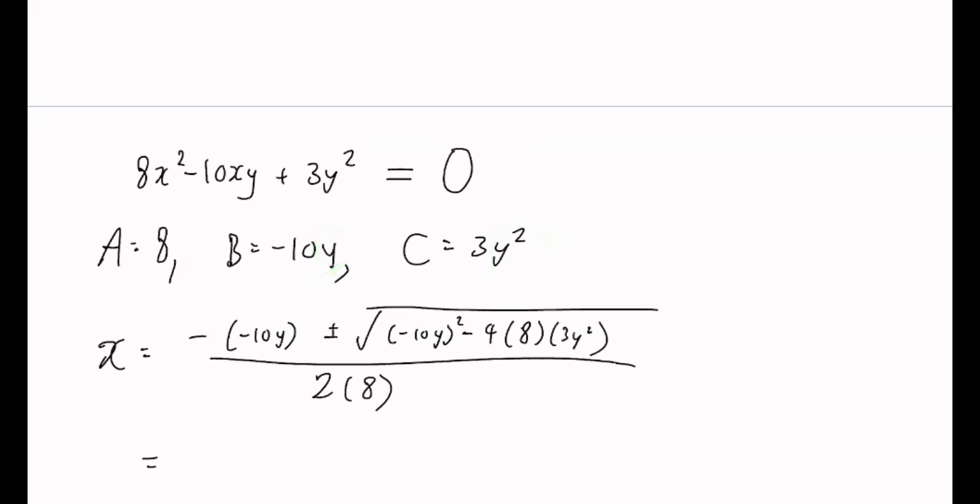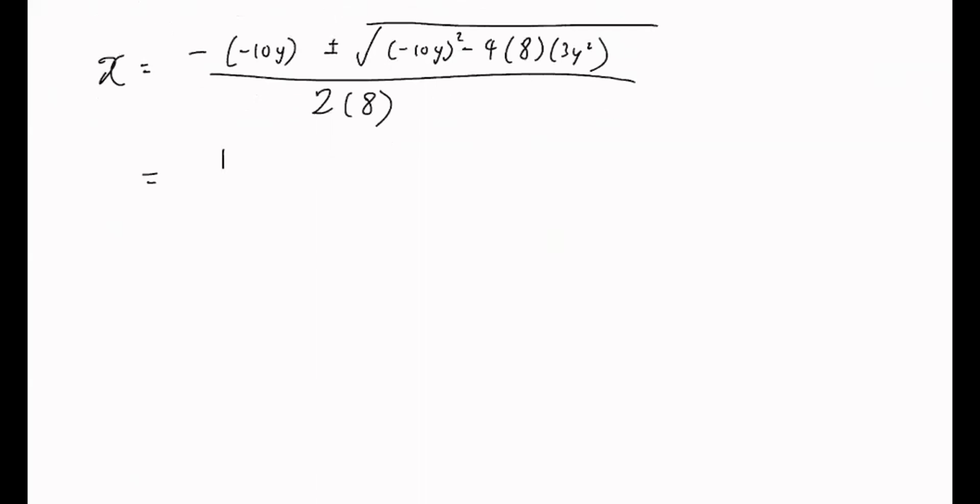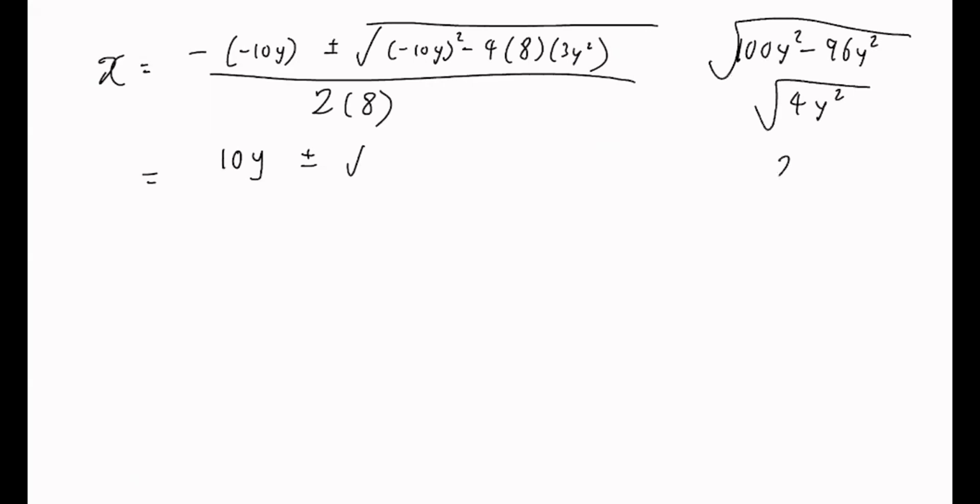Okay, let's just simplify this, see if we get our same answer. We'll get 10y plus minus the square root of what? This one needs to simplify. 100y squared, minus 4 times 8 times 3. Let me double check with my calculator. Minus 96y squared. Simplify, you get 4y squared. But you have a square root, so it becomes 2y. Is that okay? Mm-hmm. Over 16.